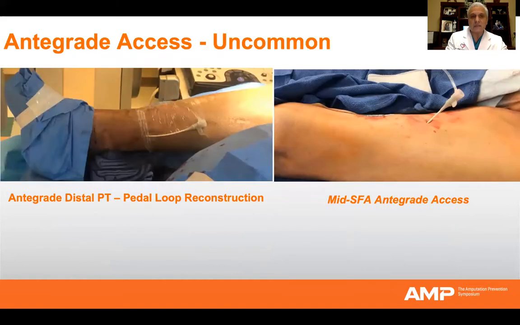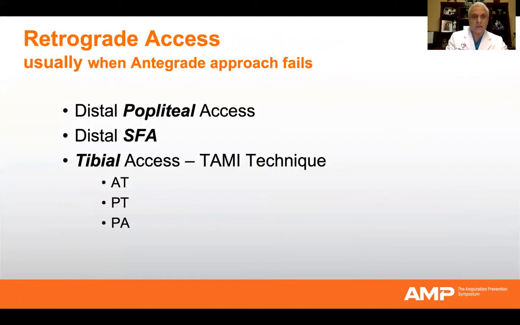These are some of the other ones. This is antegrade distal posterior tibial access. It could be utilized for a pedal loop reconstruction. And this is a mid SFA antegrade access, which could be utilized for certain conditions.